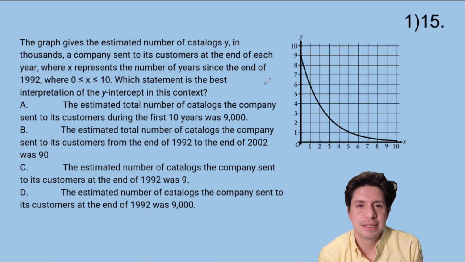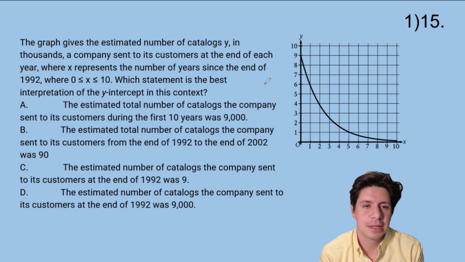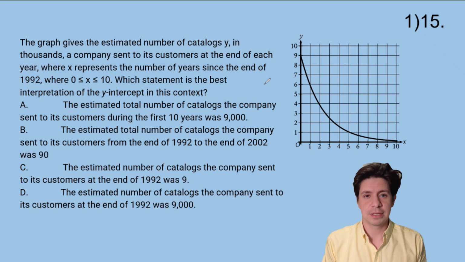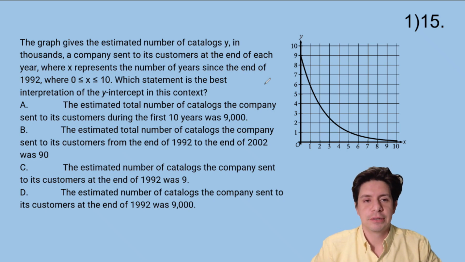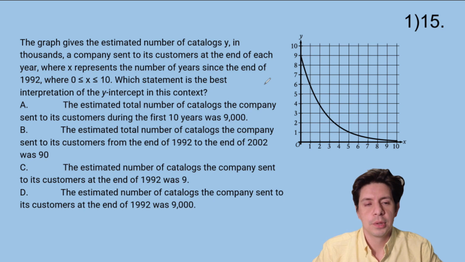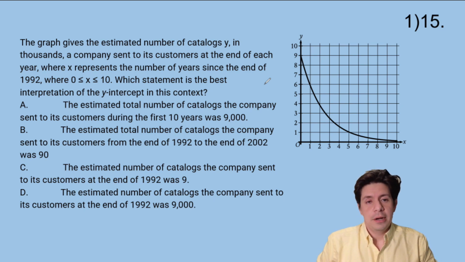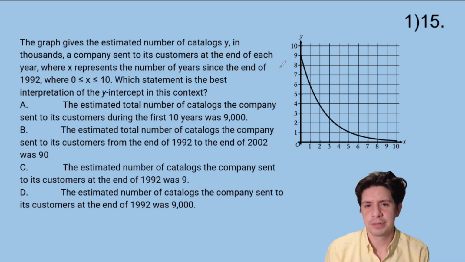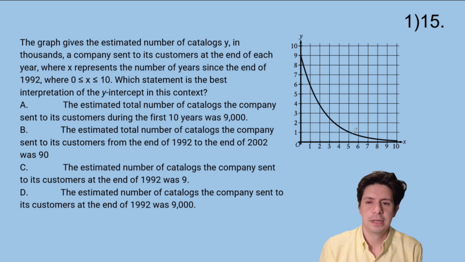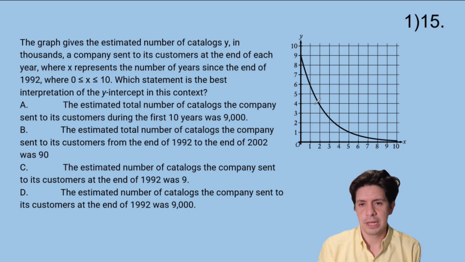The graph gives the estimated number of catalogs, y in thousands, a company sent to its customers at the end of each year, where x represents the number of years since the end of 1992, where 0 is less than or equal to x, which is less than or equal to 10. Which statement is the best interpretation of the y-intercept in this context? Okay, so we see the y-intercept is here at 9. It has this sort of steady decline. It's nonlinear. So let's look at our options.